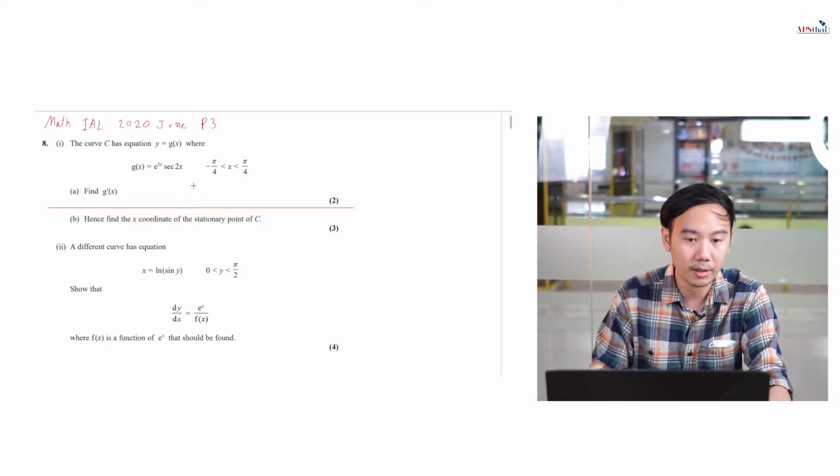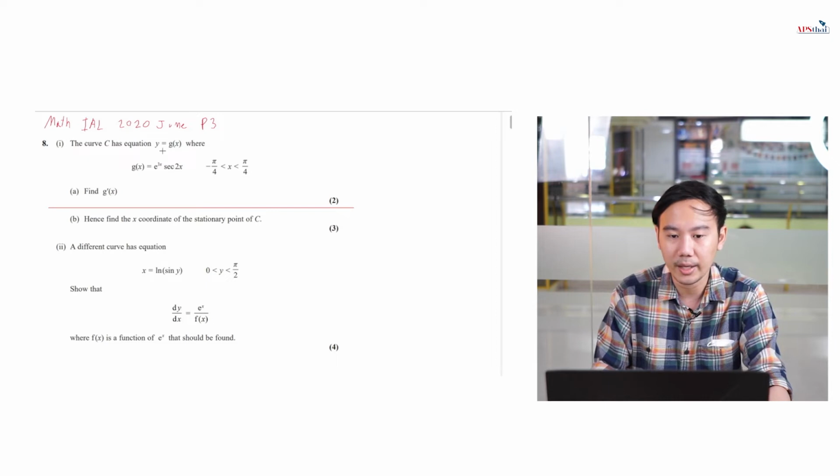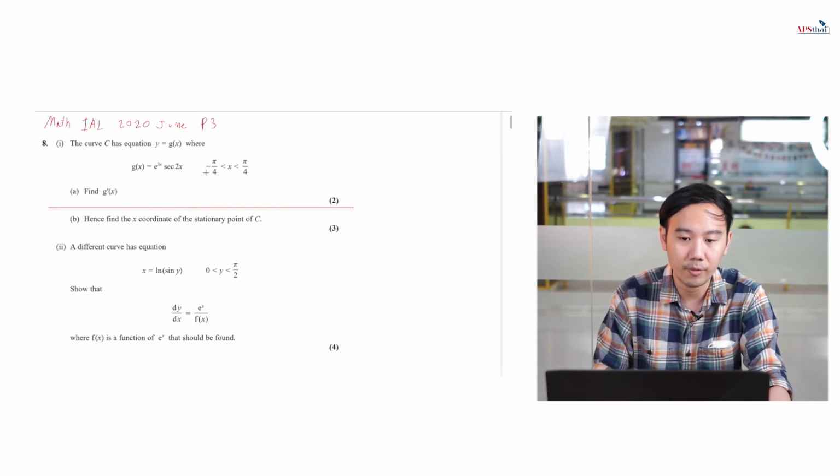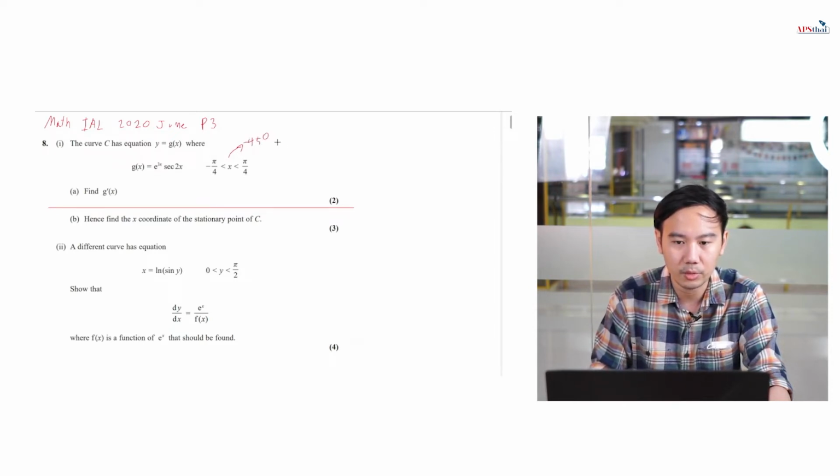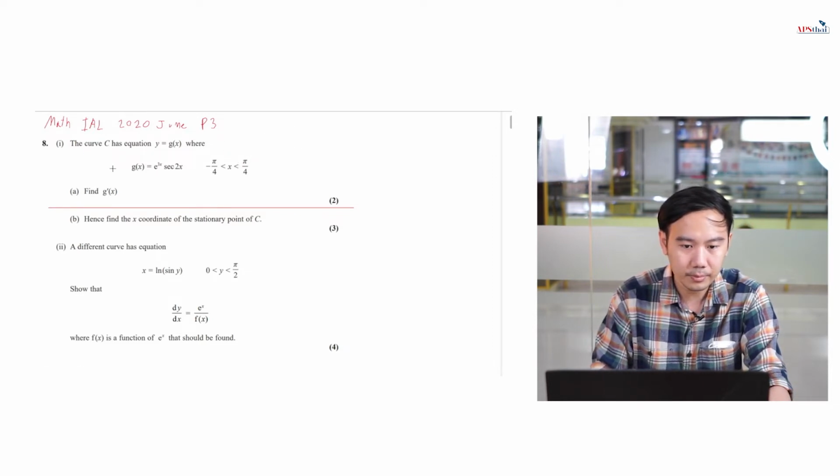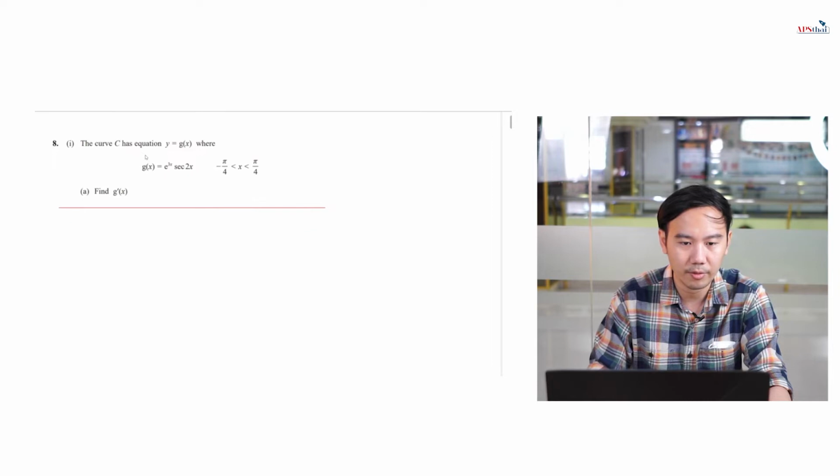The question said that the curve C has an equation of y equals g(x), where g(x) is e raised to the power 3x secant 2x, where x is limited within negative pi over 4 and pi over 4, and if anyone wants to understand it in degrees, that's negative 45 degrees to 45 degrees, but that's not important for now. So the first one asks us to find the first differentiation of g(x). I'll take this to another page since we are running out of space.